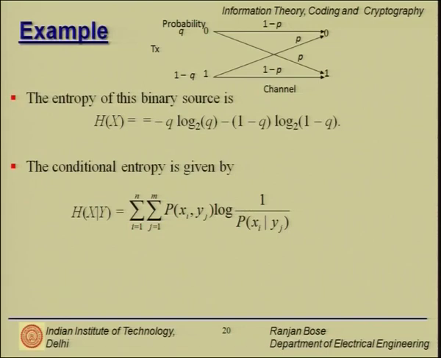So, if you look at the entropy of the binary source at the input, it is nothing but minus q log to the base q minus 1 minus q log to the base 1 minus q. I am only looking at the input probabilities. So, there is a certain amount of uncertainty in the input itself. And if you look at the formula for conditional entropy h x given y, it is given by this double summation.